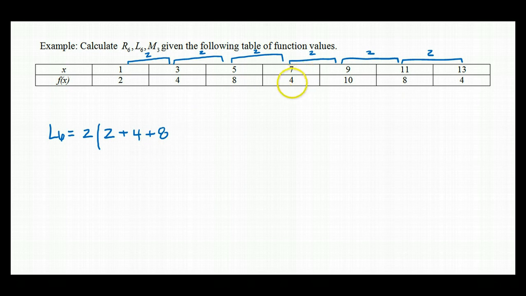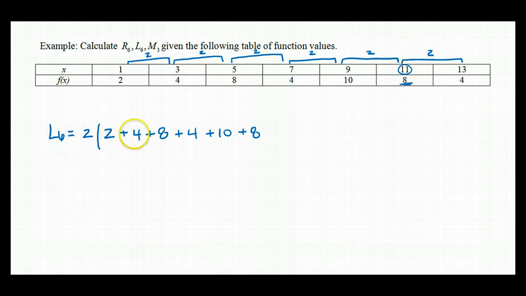So continuing on, I'm going to add the next function value's height at 4, the next one at 10, the next one at 8, but I don't include the last number. I don't include 4 because the last rectangle between 11 and 13, the leftmost endpoint is going to happen at the function value at 11, which is 8. And that's the only endpoint I use, the left endpoint, because I'm calculating L6.